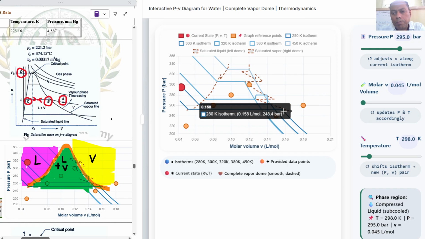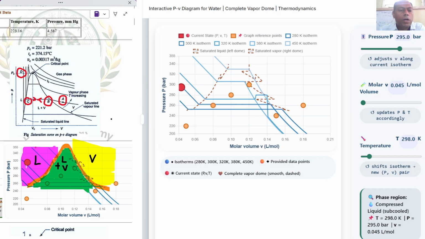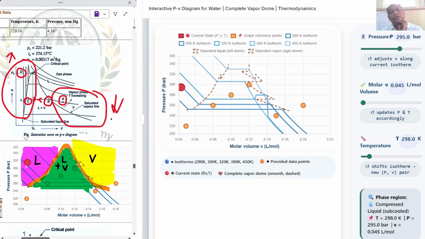That's why the slope in the yellow region, the vapor region, is very small compared to the slope we get in the liquid region. Here the slope is very large, and here the slope is very small, because compressing the liquid is very tough compared to compressing the vapor.